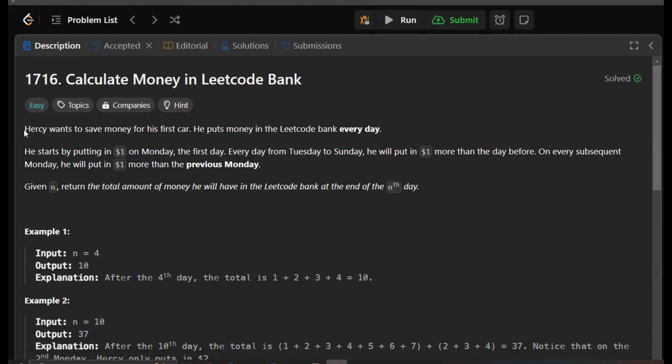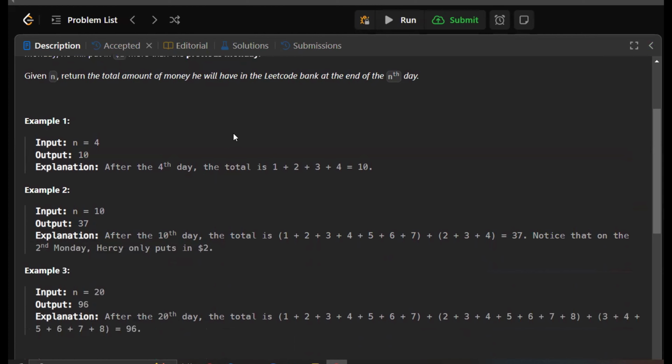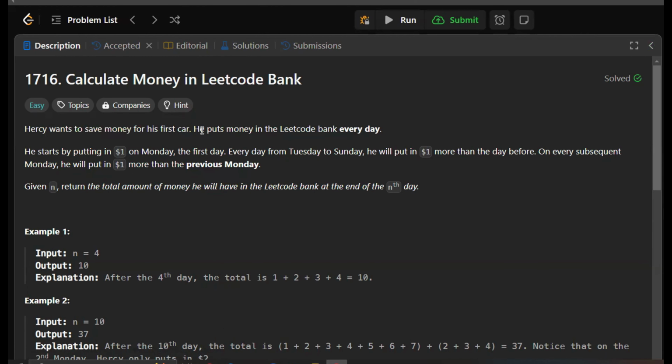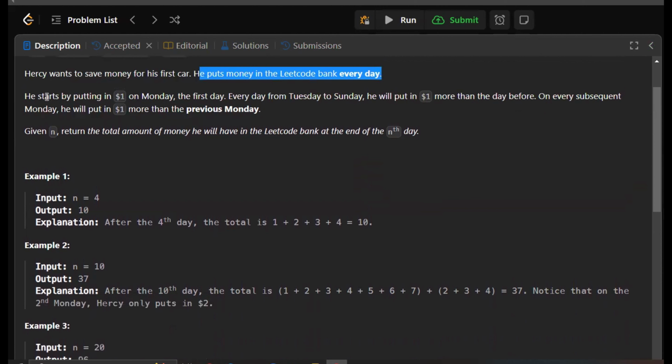Here, Hansi wants to save money for his first car. So, he puts money in the Leetcode Bank every day. He starts by putting $1 on Monday, the first day. And every day from Tuesday to Sunday, he will put $1 more than the previous day. On every subsequent Monday, he will put $1 more than the previous Monday.